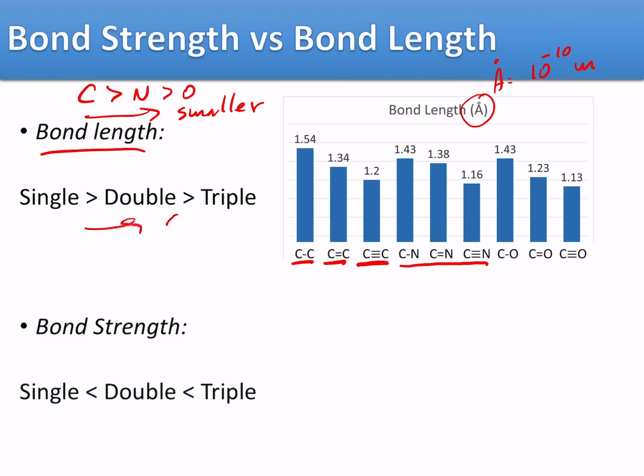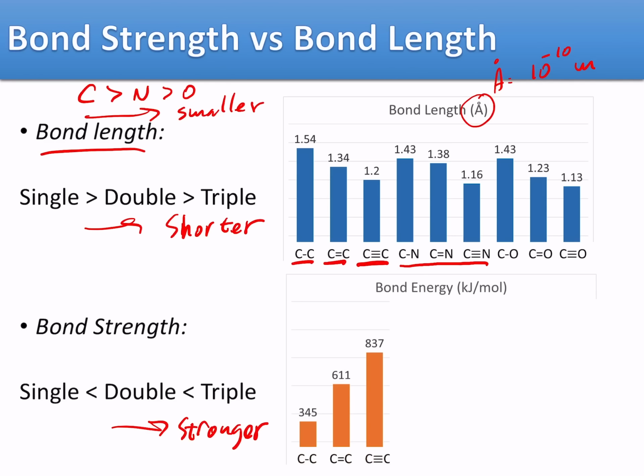So remember, in this direction the bond gets shorter, in this direction it gets stronger, and we are looking at the energy of the bond itself. The carbon-carbon single bond energy is how much energy you have to provide to break that bond. You need to provide much more energy to break a triple bond than to break a double bond, and than to break a single bond.